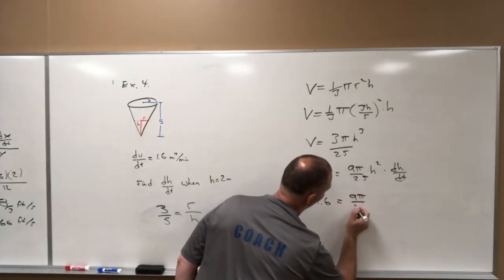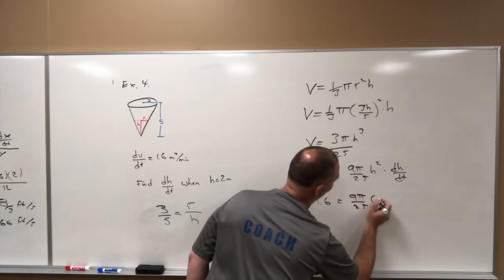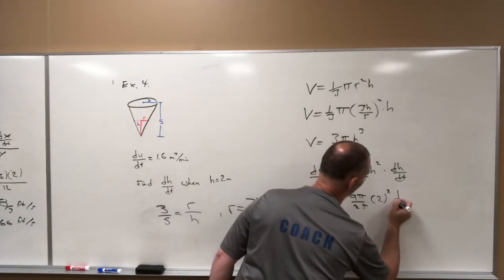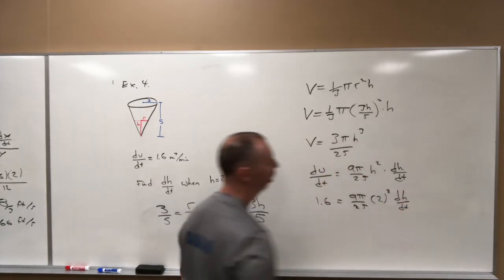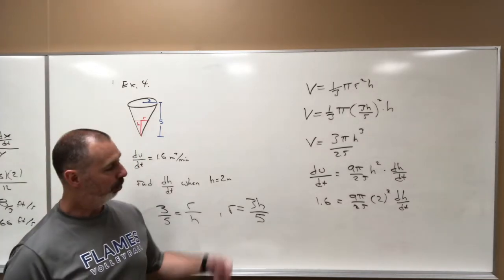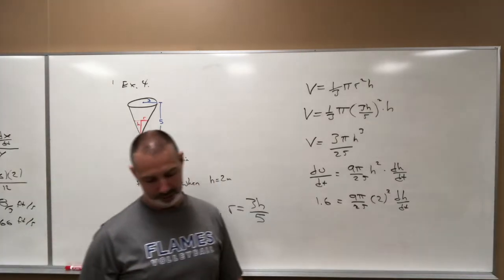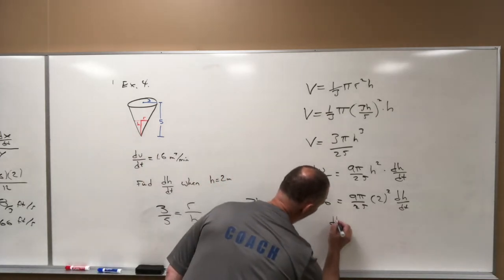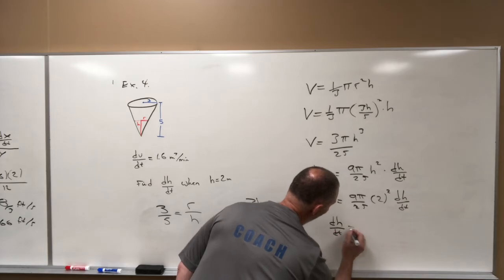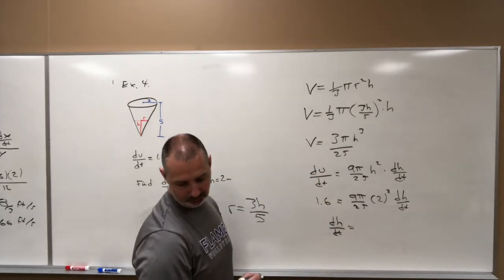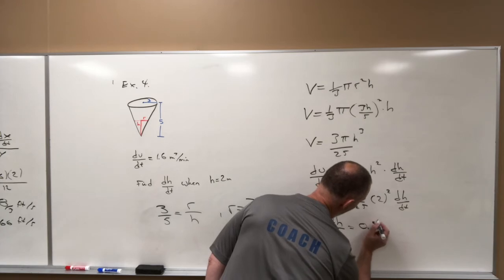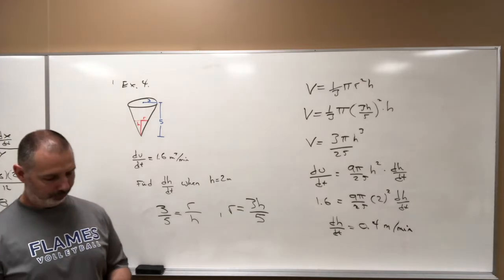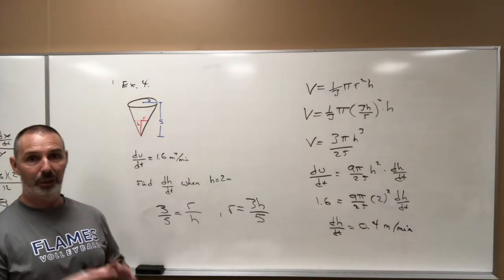9 pi over 25, constant. h is 2, right? We want to find it when h equals 2 squared times dh/dt. Solve for dh/dt by dividing both sides by this 9 pi over 25 times 4. And the answer you get will be dh/dt: the height is changing at a rate of 0.4 meters per minute.